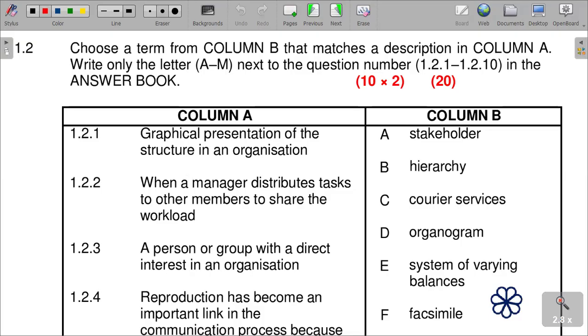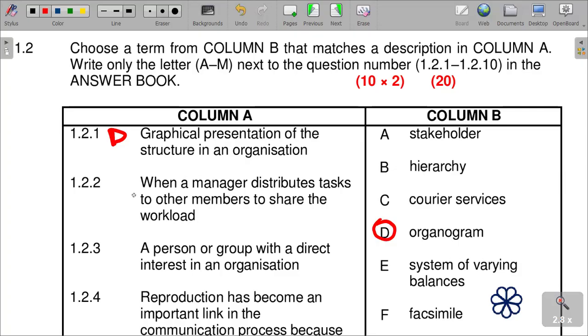Number 2.1.1, graphical presentation of the structure in an organization. The graphical presentation is an organogram. An organogram explains or illustrates the structure of an organization. So number 1 is the organogram. It is the graphical representation of the structure of an organization.